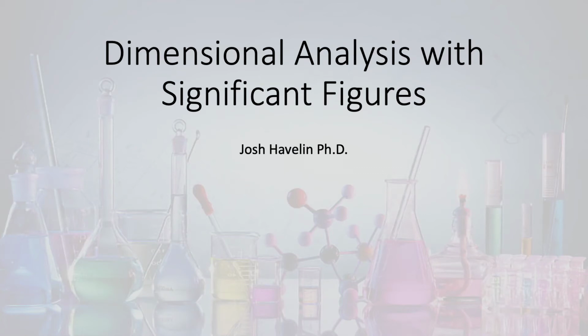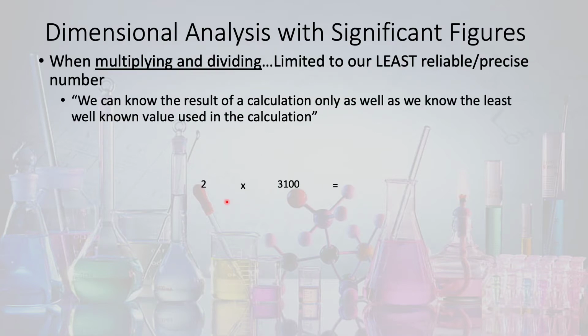The topic of this video is significant figures and their use in multiplication and division. Let's try using significant figures with a basic multiplication example, as shown here. When multiplying and dividing, we are limited to our least reliable or precise number. The phrase, "we can know the result of a calculation only as well as we know the least well-known value used in the calculation," holds true.